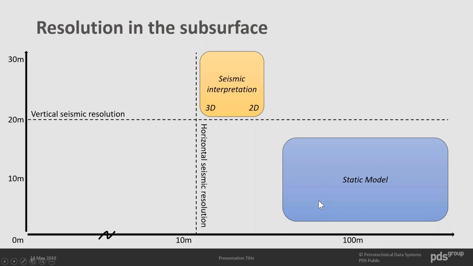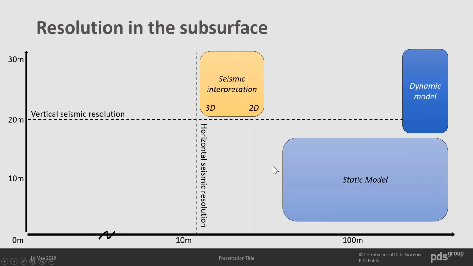We build into our static model. We start integrating our log data, and that's at a much finer scale, which is why it sits below that seismic resolution. So we can start layering up our model to a meter, maybe half a meter, but our horizontal resolution, again based on the computing power and the ability to model these things by the number of cells in our reservoir models, increases to 50, 100, maybe 200 meters.